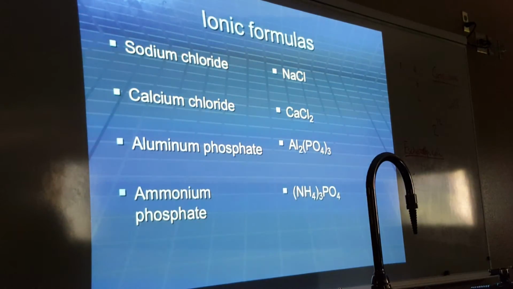It gets a little harder when you have a 2 and a 3 situation. So let's look at that. Okay, aluminum. It's a +3 ion.